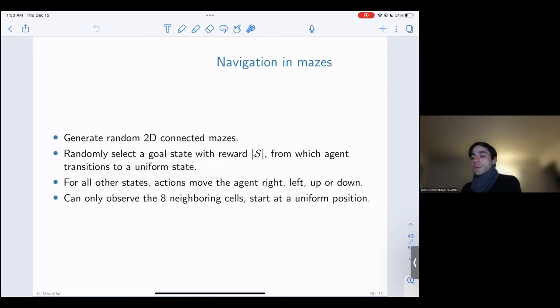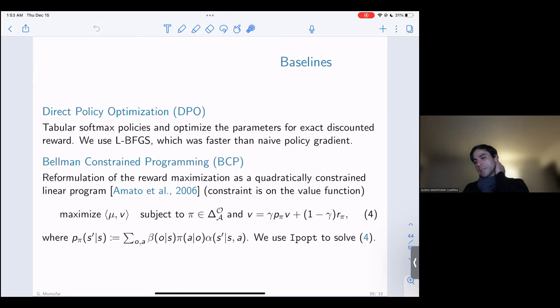So we consider several baselines. One was direct policy optimization. This is just parameterizing these stochastic matrices and conducting policy gradient, where you can use different modifications. We use here LBFGS. There is another method that uses constraints that was proposed before. It is different from our method because it is looking at constraints on the value function. But it's another interesting baseline that we looked at here.